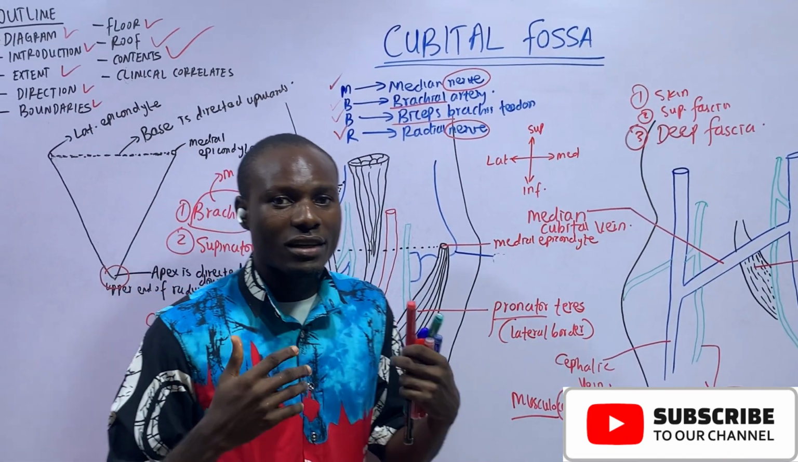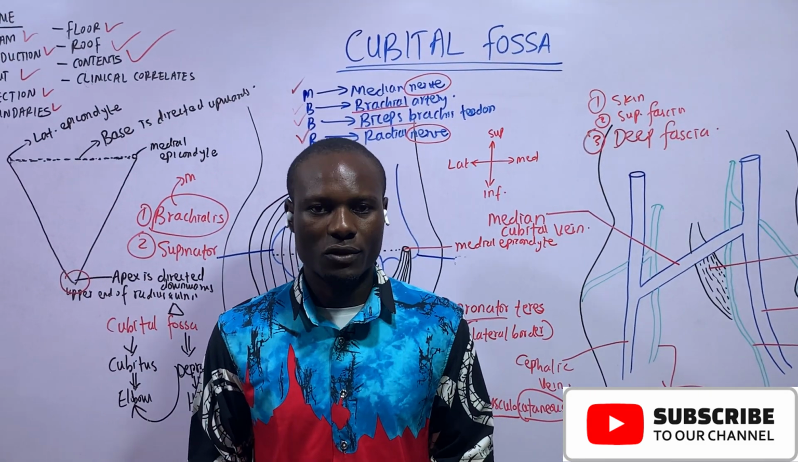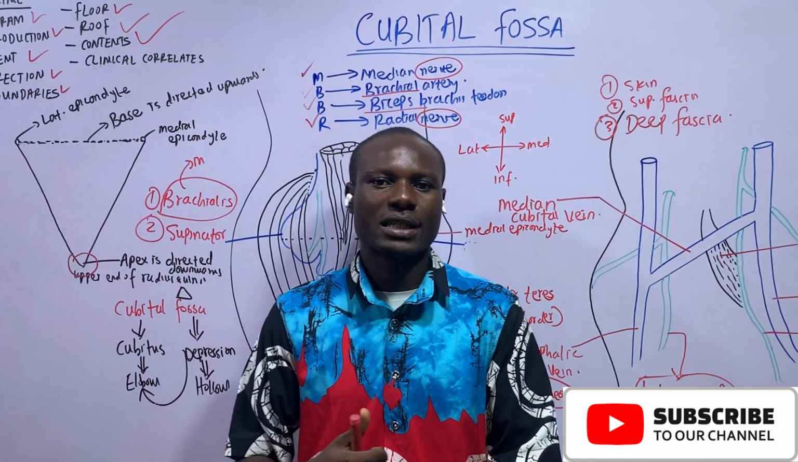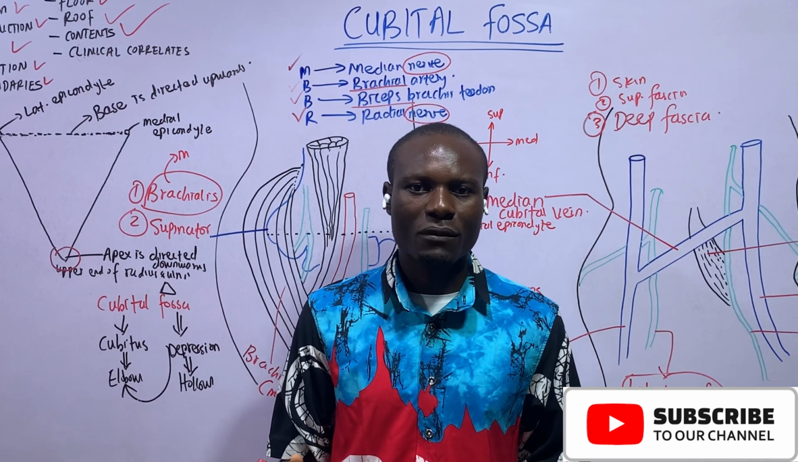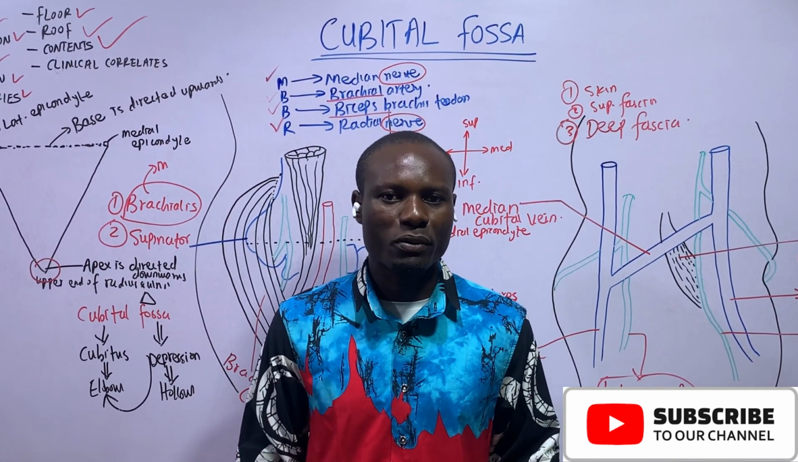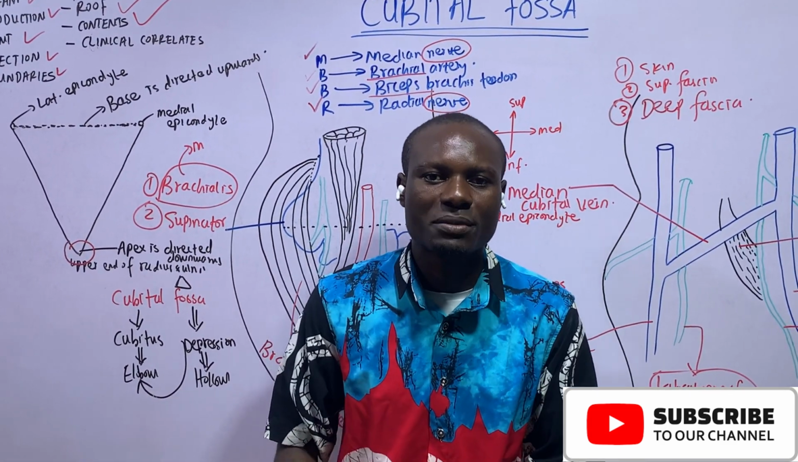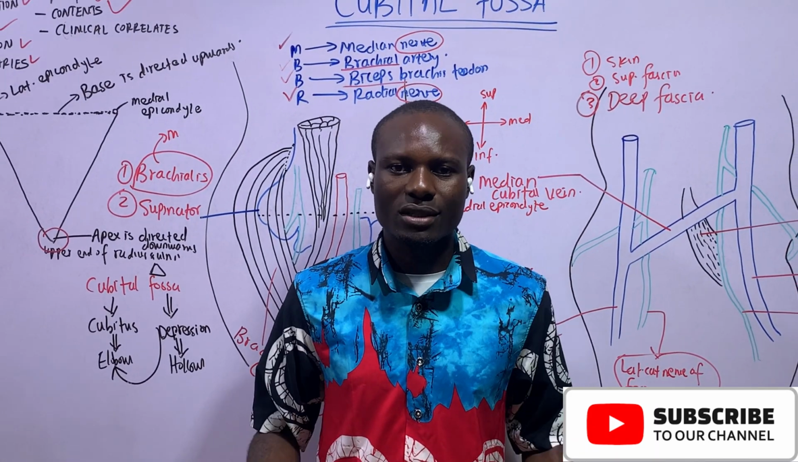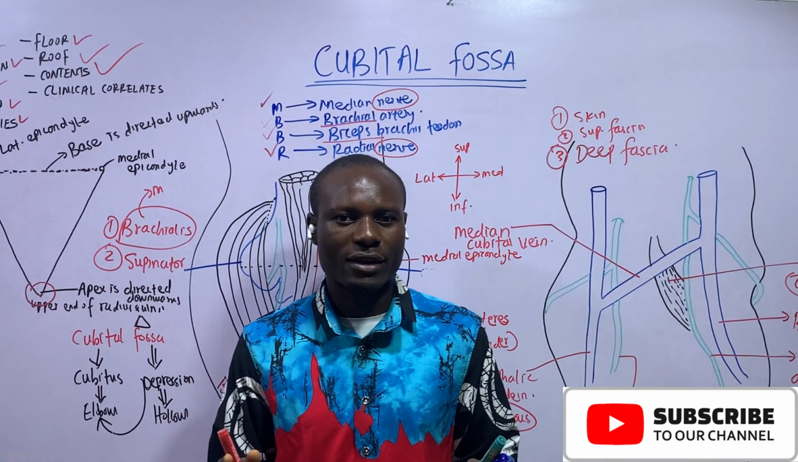What next? Clinical correlates. We have some clinical associations to the cubital fossa, and that is because the brachial artery pulsation can be felt at the level of the cubital fossa. So brachial artery pulses can be felt, and you could use this to check the blood pressure of an individual. You tie the cuff of the sphygmomanometer a few centimeters above the cubital fossa. You inflate, you deflate, you pick the pulse, and you know what the blood pressure is all about. Alright. So these are clinical associations.